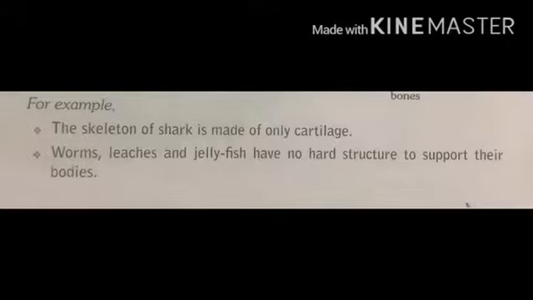Now the question number 3. Where does the bone marrow occur in our body? Bone marrow occurs in the bone. Name 2 muscles which control the movement of the arm at the elbow joint: biceps and triceps. Now the next question. Name an animal that does not have bones in the skeletal system. For example, worm, leeches, jellyfish, etc.